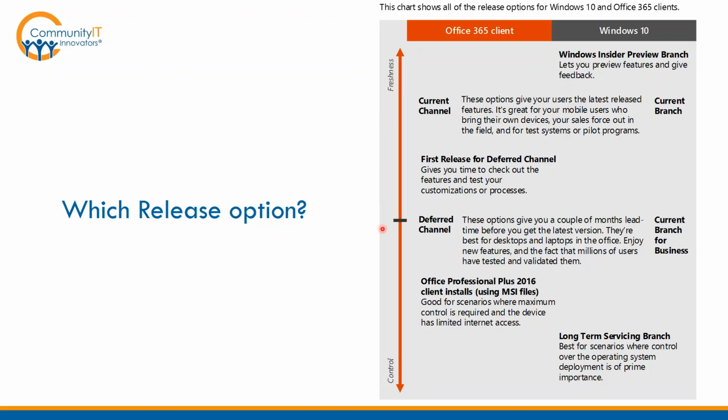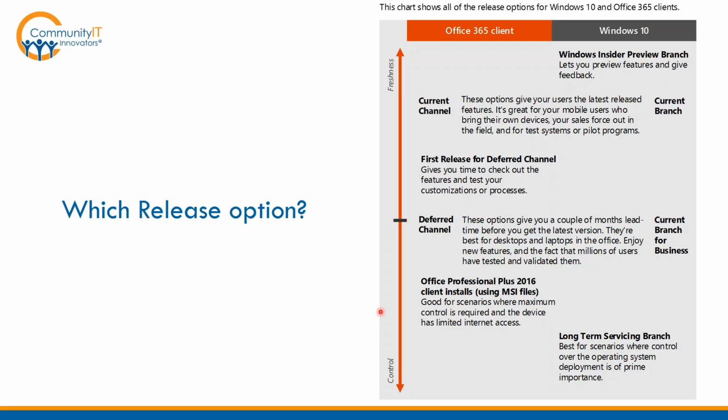The current branch for business is what it's called for Windows 10, and the deferred channel is what it's called for Office 365. So these options mean that you have a few months lead time for Microsoft to get out those remaining bugs, as well as for you to have an opportunity to do some testing in your office if you have particular applications that you want to make sure are still going to be compatible with the newest features, as well as perhaps considering how those new features are going to fit into your organizational policies.